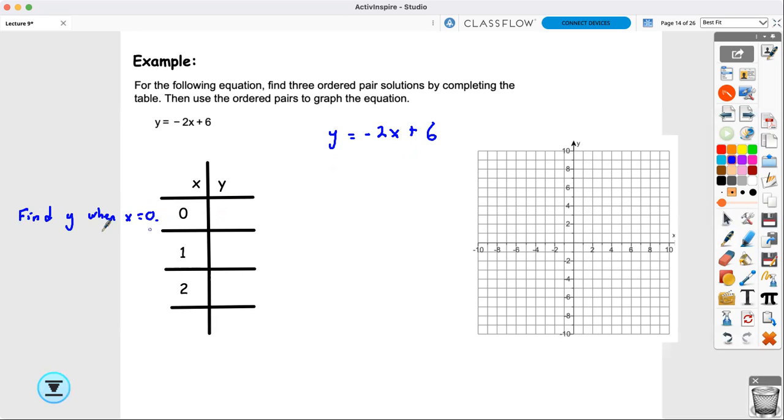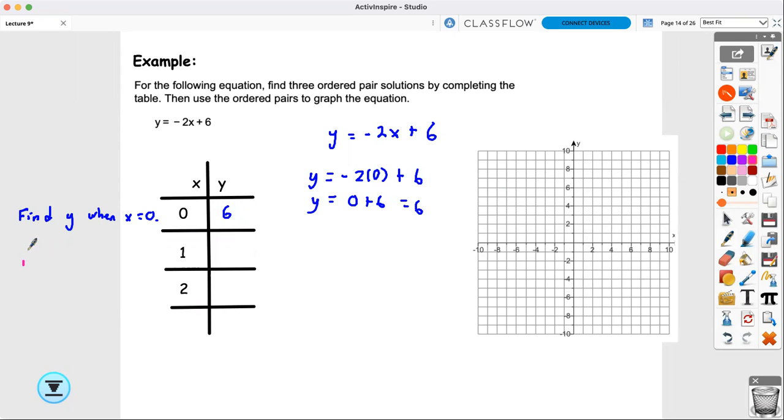Notice we're going to have to find y for all of them, for different x values. So y equals -2 times (0) plus 6. When you have a number next to a letter, remember they're multiplying, even when you plug in the number. -2 times 0 is 0, plus 6 equals 6. So y equals 6 when x equals 0.